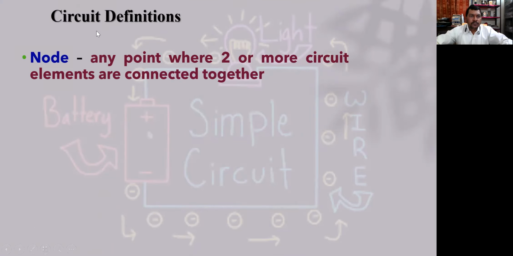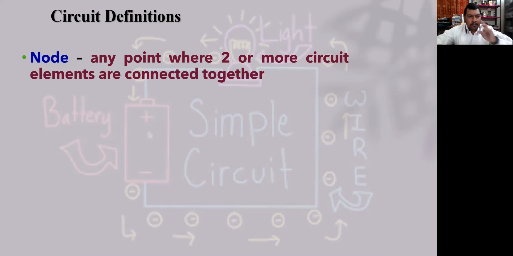What is called a node? Whenever we talk about a circuit, this is an important parameter concerned with a circuit, and that is called a node. Now, what is a node? Any point where two or more circuit elements are connected together.